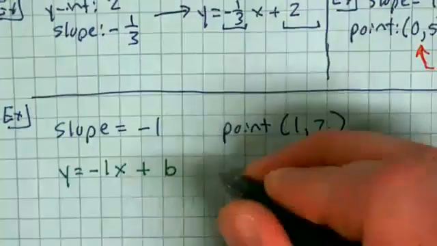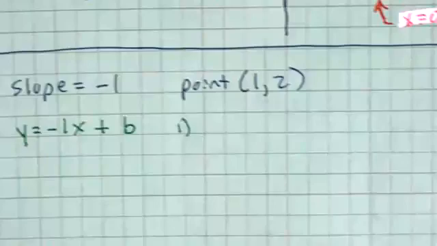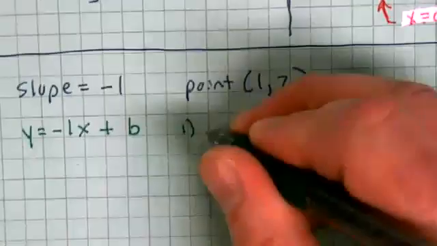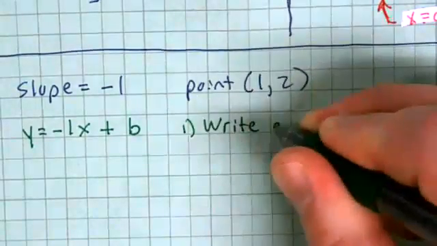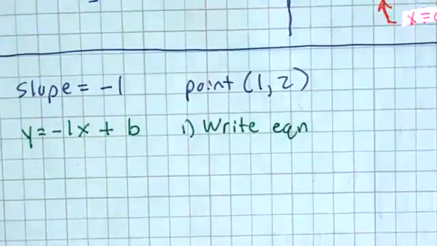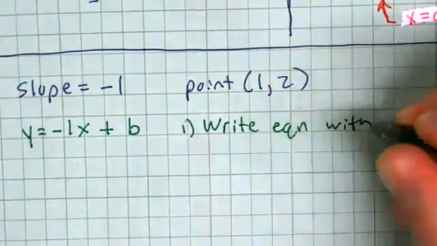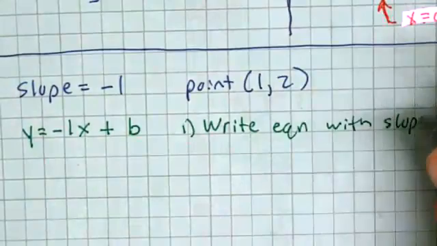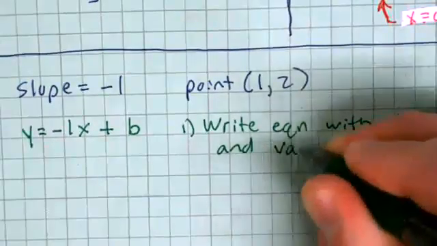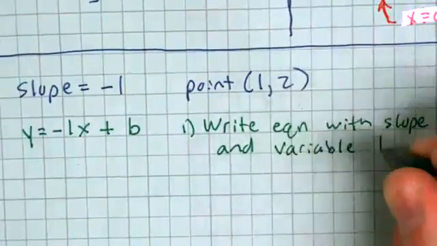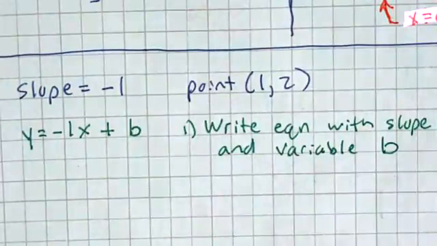So this is step 1, and I'd like to annotate this by writing down in words what I just did. So what did I do? I write the equation with the slope and variable b. We don't have a number in place of that b right now. We've got a variable.